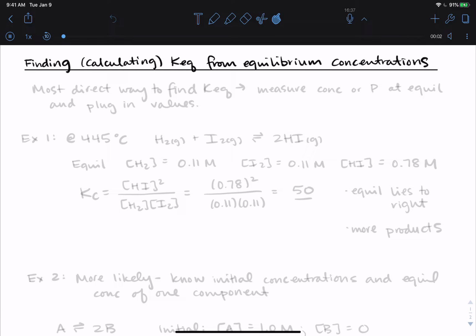The main series of videos will cover the multiple examples that you will encounter when solving equilibrium problems. This first video is about finding or calculating the equilibrium constant from the equilibrium concentrations or partial pressures. These examples tend to deal with concentrations, but the process for using pressures would be exactly the same. This is the most direct way to find the equilibrium constant value.